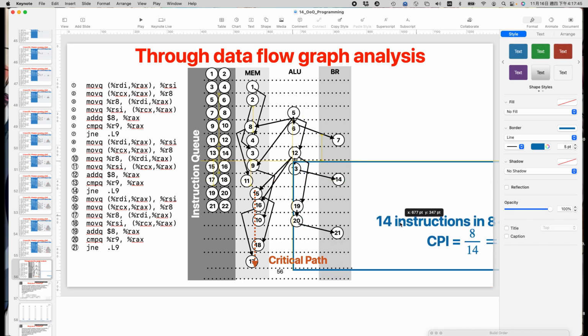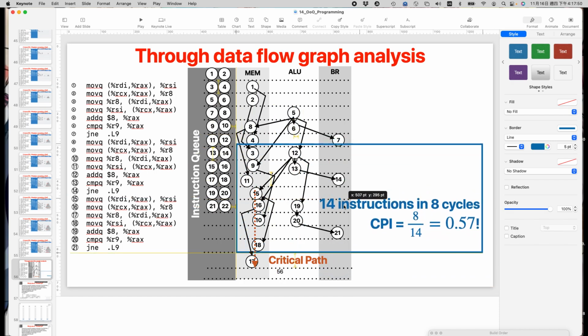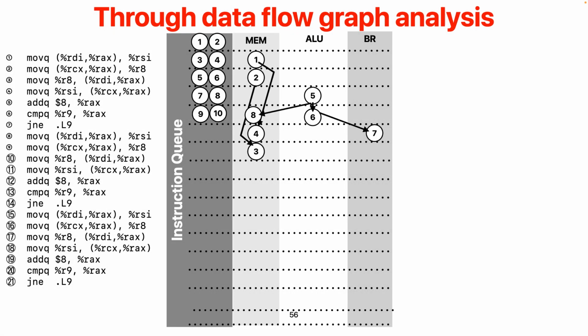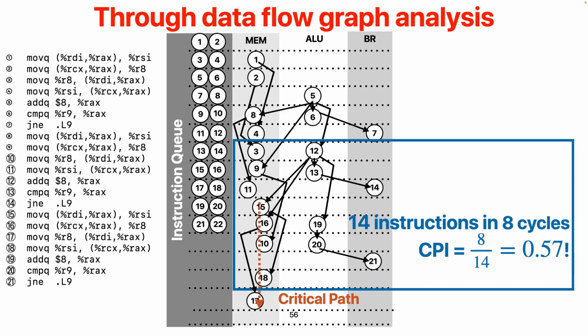But again, if you check the execution, interestingly, you will figure out that we are able to issue 14 instructions in 8 cycles. Every 8 cycles, I'm issuing 14 instructions. So my CPI would be very close to 0.5, but not 0.5.